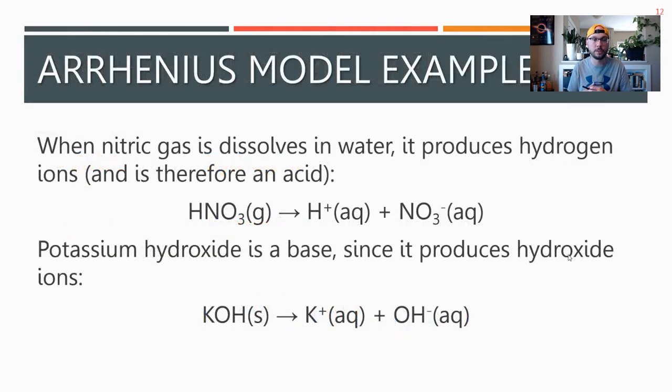Okay, so here are two examples of an acid and a base. HNO3 is nitric acid. It ionizes to form H plus and NO3 minus. KOH is a base because it produces OH minus and has OH in it. Okay, that's the simplest definition, the Arrhenius definition.